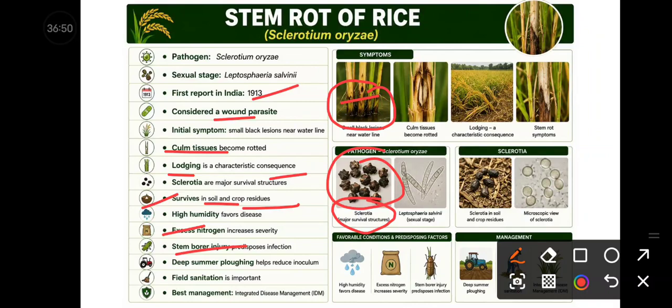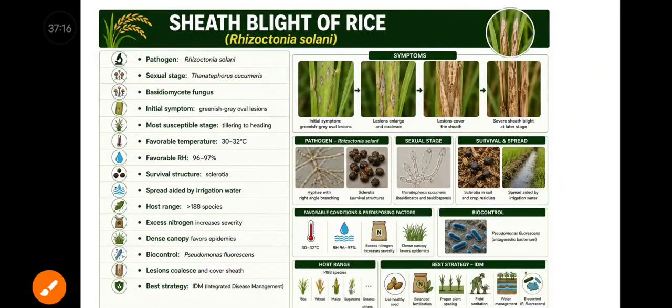And the deep summer plowing helps in reduction of inoculum because here the pathogen or the fungus is producing sclerotia. This can be killed by deep summer plowing. So here we can use the deep summer plowing. Field sanitation is also important for removal of debris or the sclerotia. Then best management practice, use of IDM. So this is about the stem rot of rice.